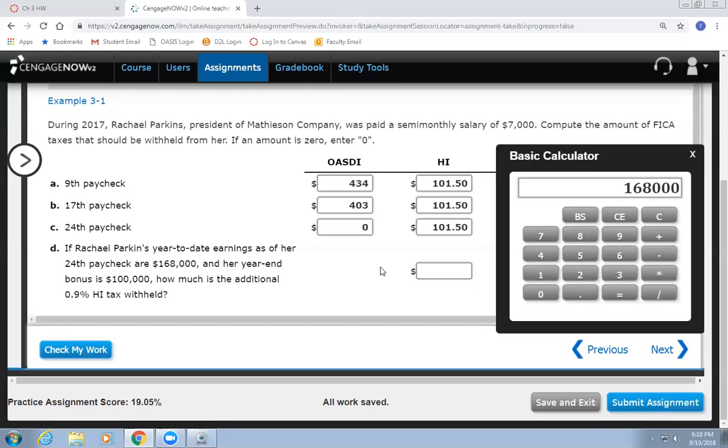So we do have to calculate FICA tax off of that bonus. It is considered taxable wages. So in this case, we know that anything beyond $200,000 is subject to that additional 0.9% high tax. Well, she's earned a total of $268,000, right? The 168 plus the 100,000 bonus.